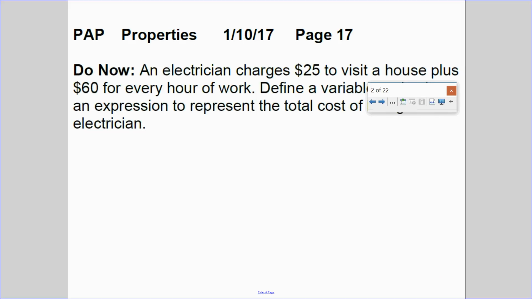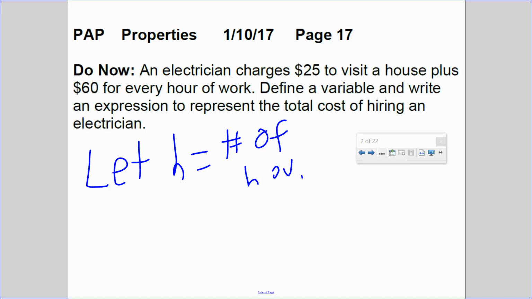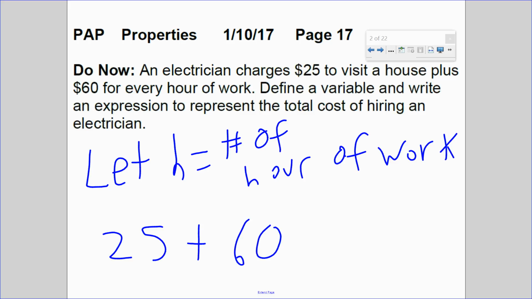Now, an electrician charges $25 to visit a house plus $60 for every hour of work. Define a variable and write an expression to represent the total cost of hiring an electrician. They didn't tell us how many hours this electrician worked, so that must be the variable. So let H equal the number of hours of work.